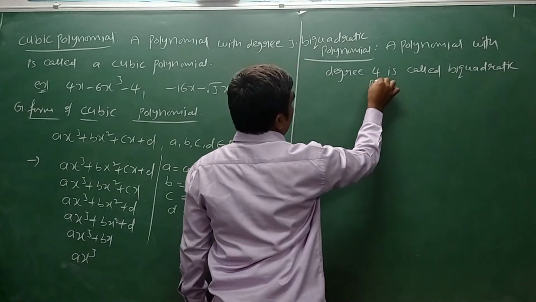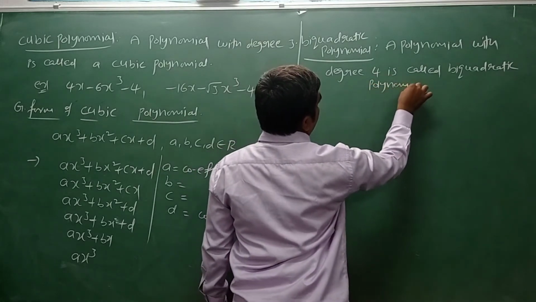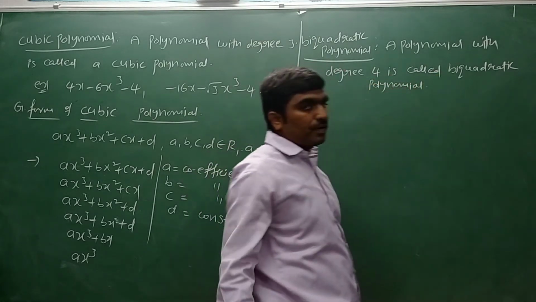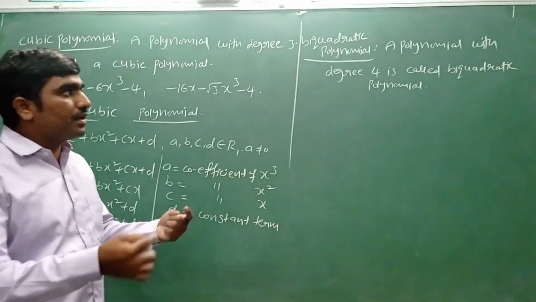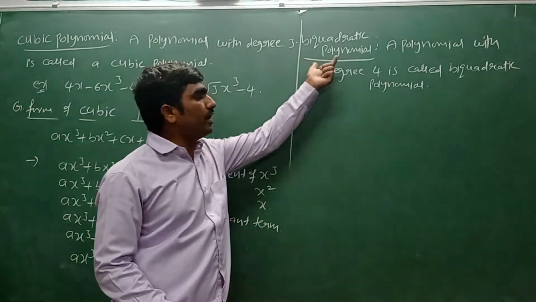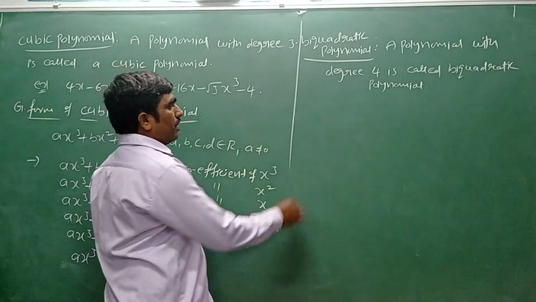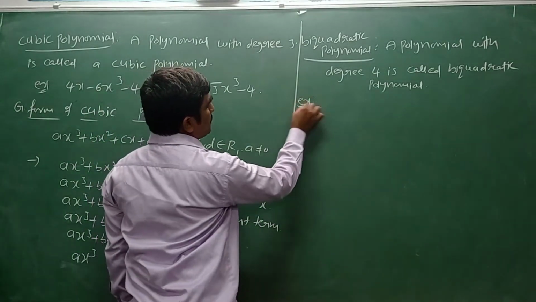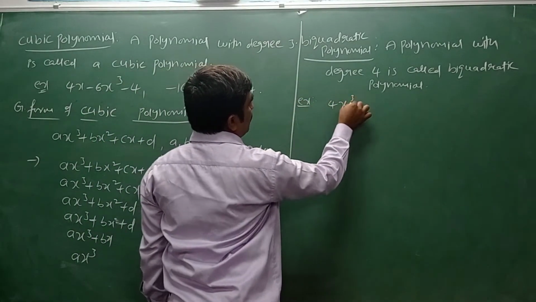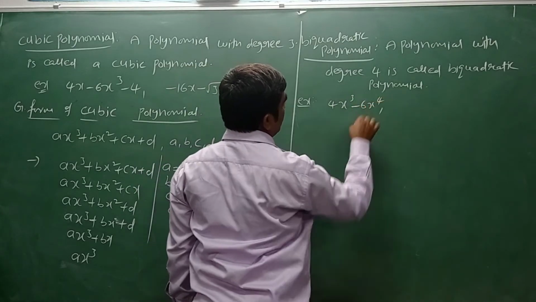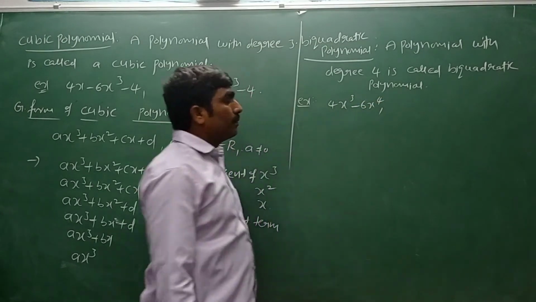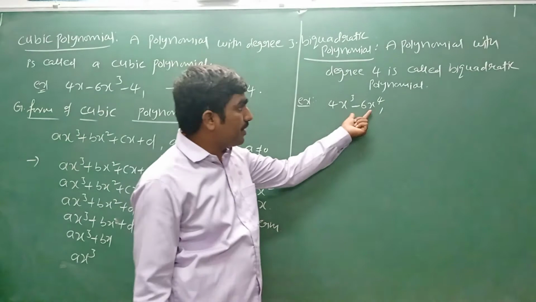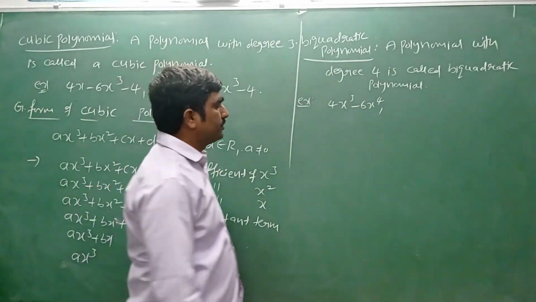Biquadratic polynomial means what? If the highest power of the polynomial is 4, we can say that it is degree 4. Once it is degree 4, it is called a biquadratic polynomial. Let's see some examples now. Like if we take 4x cube minus 6x power 4, it is called a biquadratic polynomial, where we can see the highest power, I mean degree, is 4.